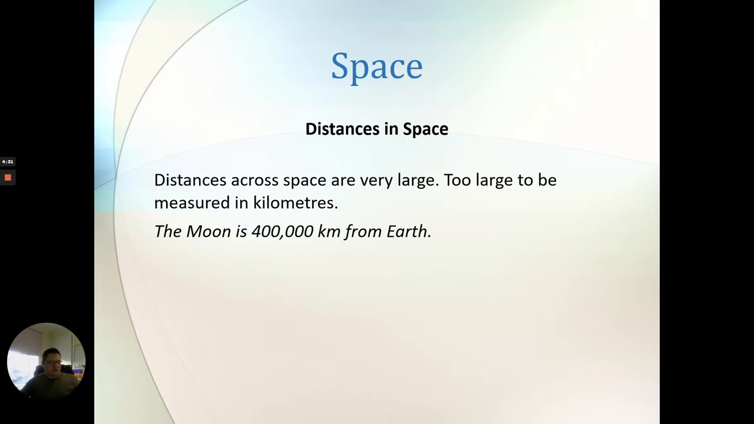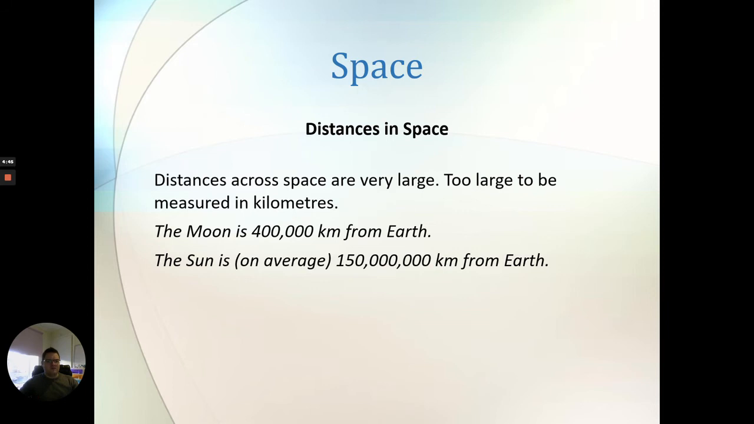Okay, the Moon's 400,000 kilometres away, but very rarely are we dealing with the Moon when we're looking into space. Frankly, we're usually dealing with stuff much further away than even the Sun. Our Sun is about 150 million kilometres from the Earth. So, yeah, that's quite a long way.